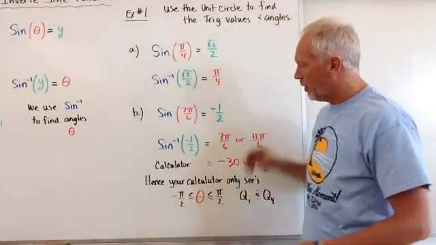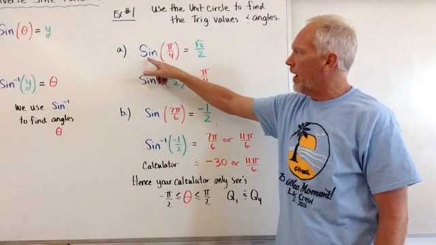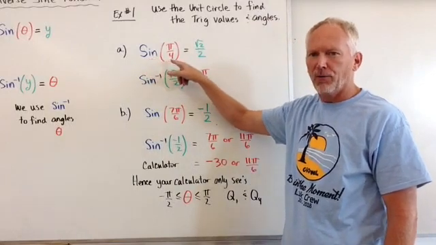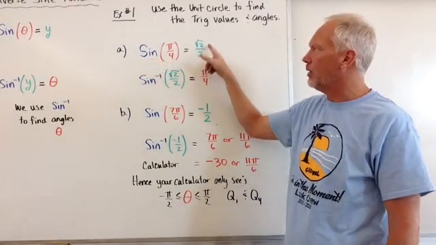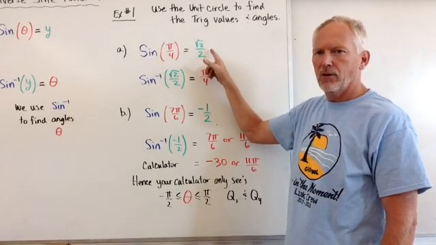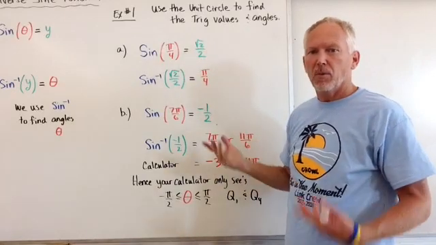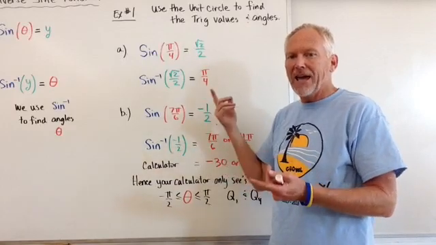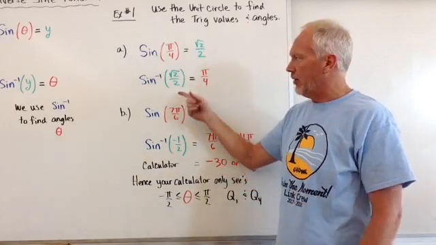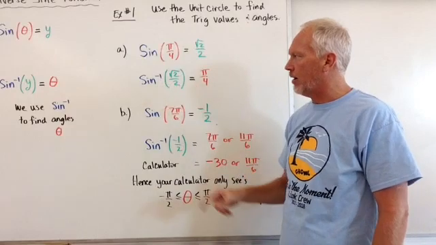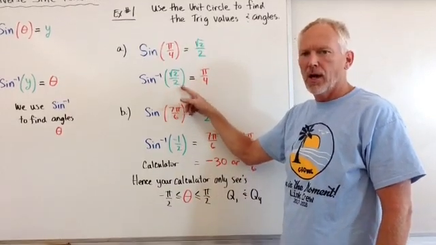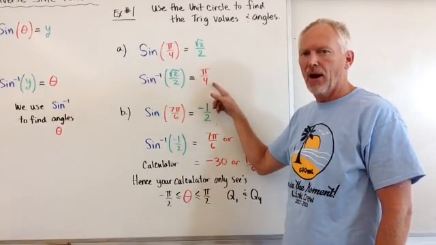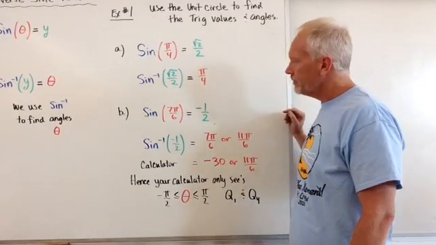Now, the next part. If we want to find the sine of pi over 4, we look at our unit circle and go, oh, well, that y value is root 2 over 2. But maybe I want to find out, well, what is the angle associated with that value? So I put sine inverse of root 2 over 2, and then it gives me the angle back out. You see? Kind of cool.